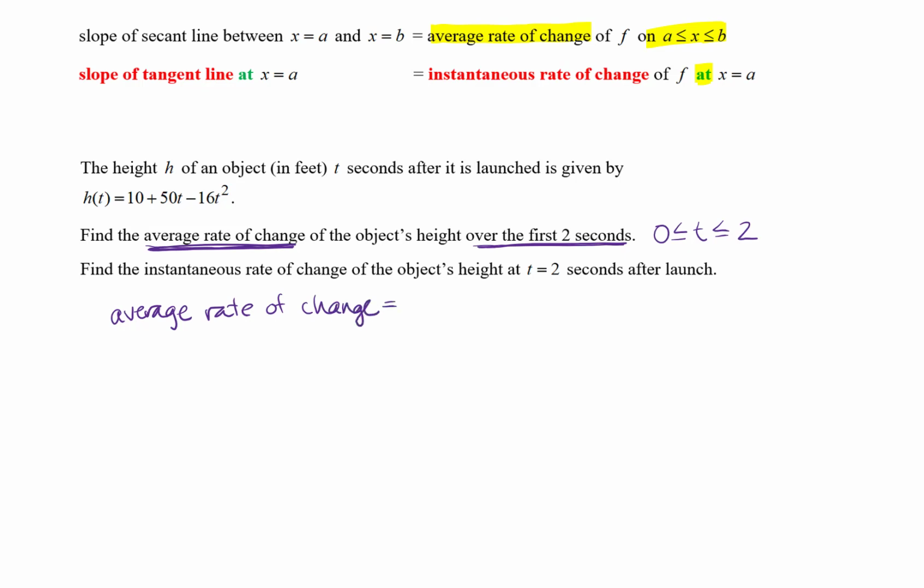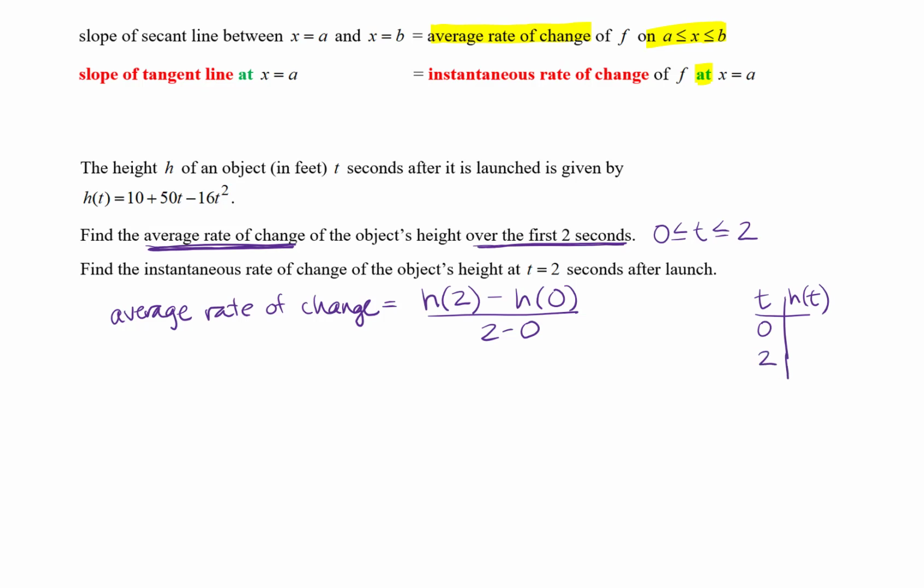So we'll have the function output at the second point at t equals 2 minus the function output at t equals 0 all over 2 minus 0. Change in output divided by change in input. Okay, so I think I'm going to go over here and make a little table of values of function input, output values just to make my work a little bit easier.